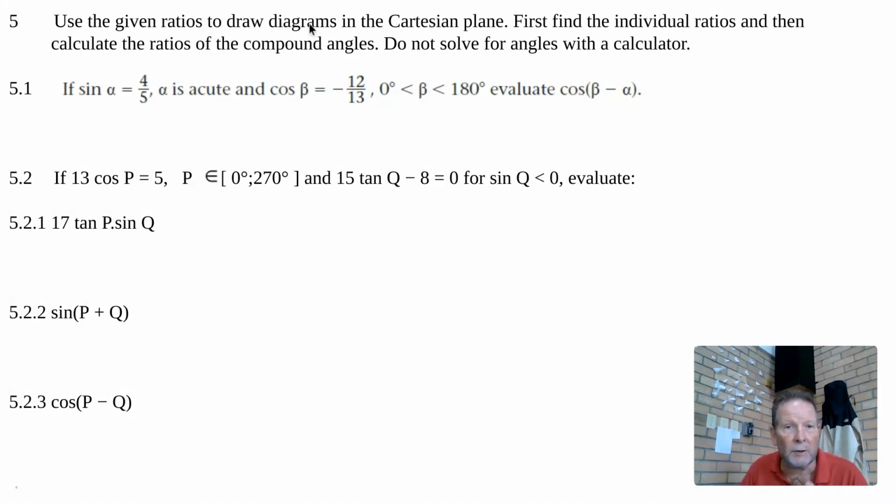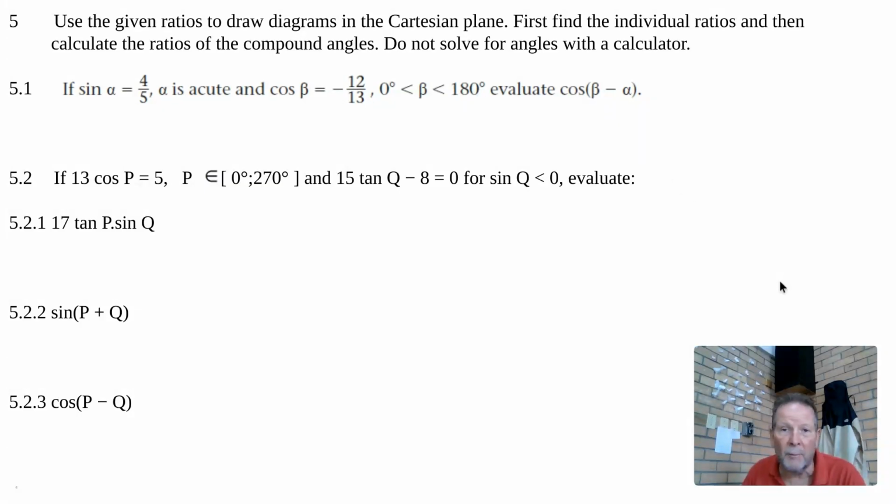It says use the given ratios in the Cartesian plane. First, find the individual ratios, that these are trig functions ratios, of the compound angles. And don't solve for the angles with a calculator. It's without a calculator. So if you were given that there was this angle alpha and the sine of this angle was 4/5, but it's acute. That's another way of saying it's in the first quadrant because it's less than 90 degrees. But the beta, this angle here, makes a negative cosine between 0 and 180. That's got to be the second quadrant.